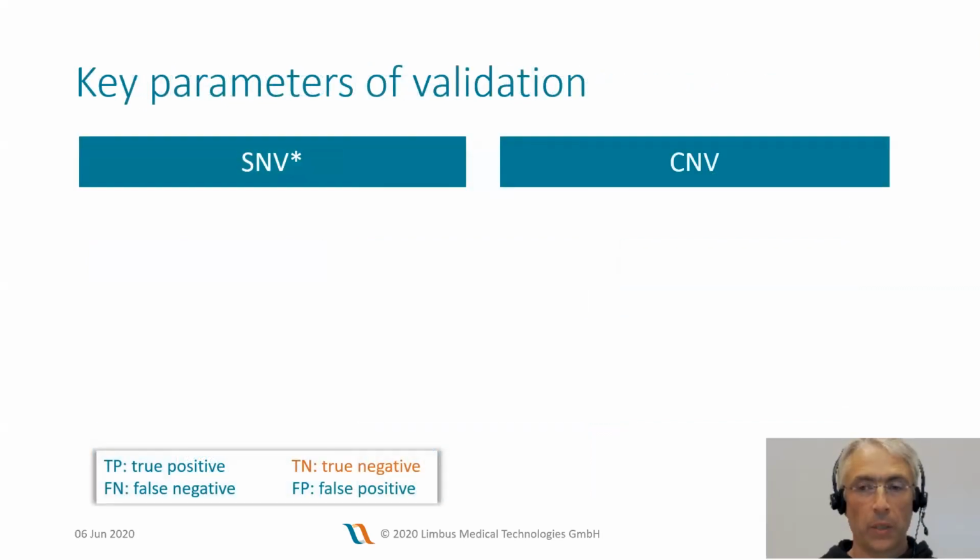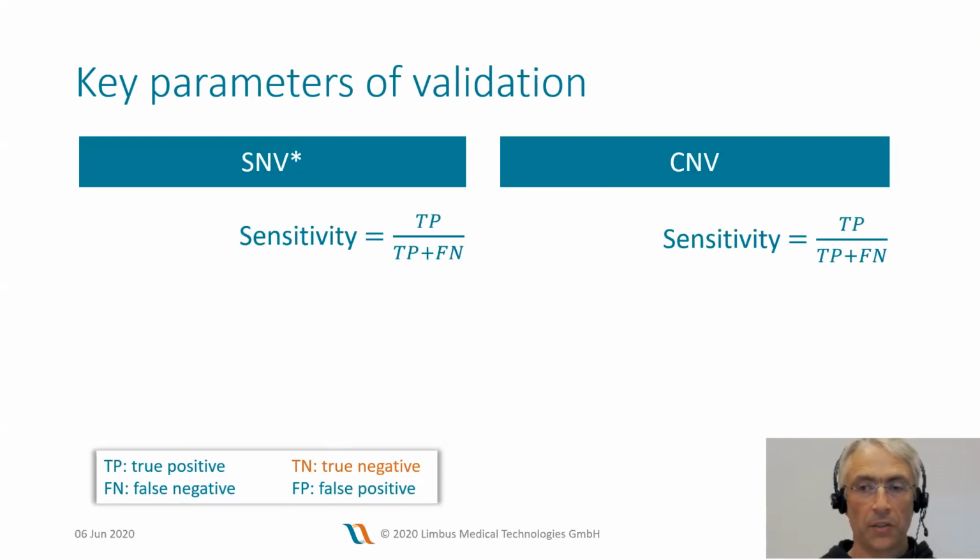Let me quickly summarize the most important parameters that you obtain from a diagnostic test validation. Sensitivity tells you the fraction of all true variants in the sample that are detected by your test. Specificity turns this around and tells you how good you are in detecting a negative case. Note that you cannot determine the specificity for SNVs and indels because the number of true negatives cannot be determined.